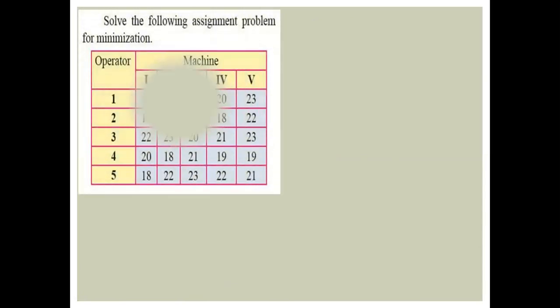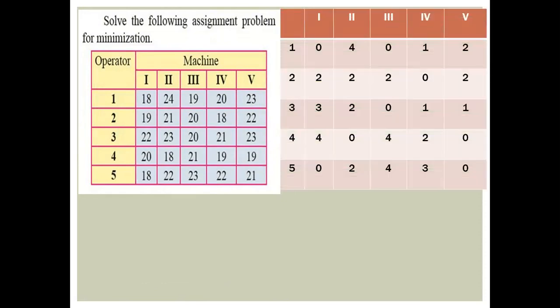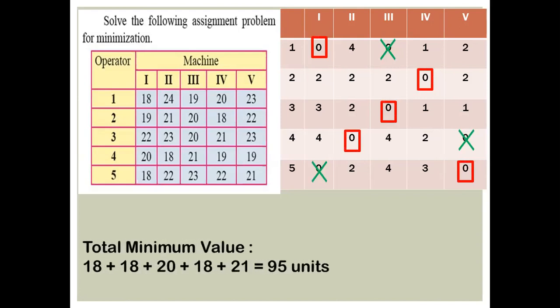So this was the question, class. We had to find the solution for minimization of time. And this was the solution which we derived just now. So we can compare and find out the total minimum value. So as you can see, the first number here is 18. The 4th number here is also 18. The 3rd number over here is 20. The 2nd number over here is 18. And the last number over here is 21. So on adding together all the 5 numbers, I've got the answer to be 95 units.